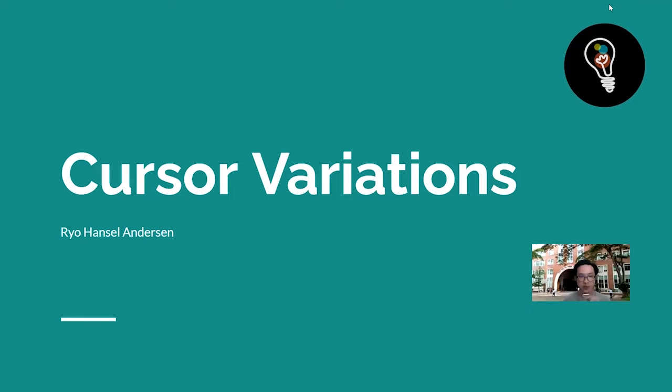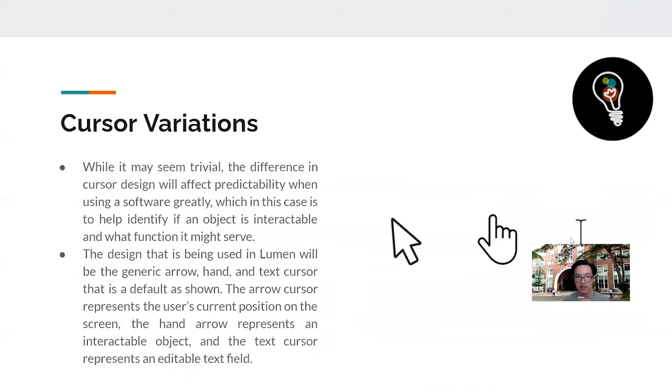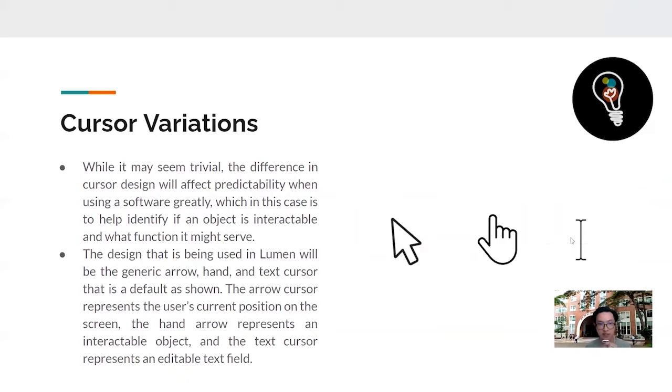And so the next one, we will talk about the cursor variations. While it may seem trivial, the difference in cursor design will affect predictability when using a software greatly, which in this case is to help identify an object is interactable and what function it may serve. The design being used in Lumen will be the generic arrow, hand, and text cursor that is a default as shown. The arrow cursor represents the user's current position on the screen. The hand arrow represents an interactable object, and the text cursor represents an editable text field.